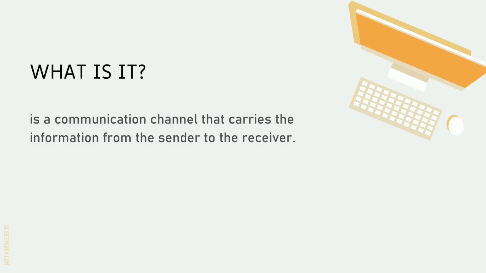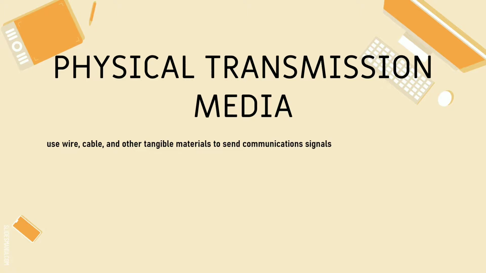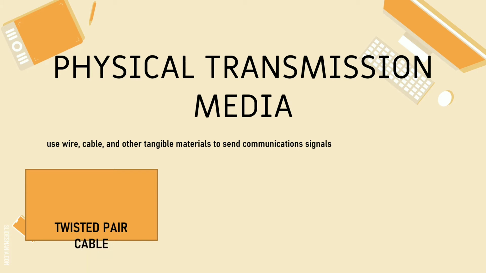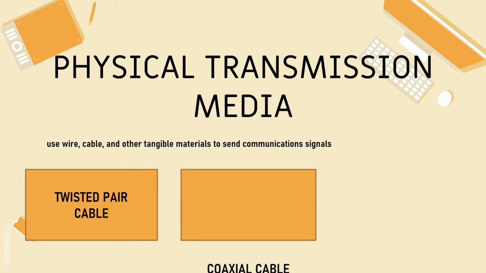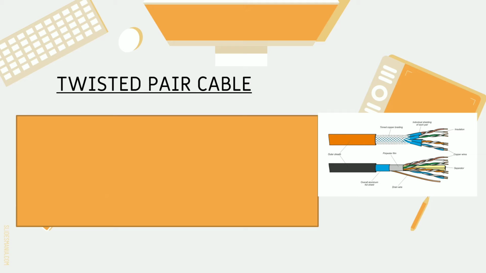The meaning of transmission media is a communication channel that carries the information from the sender to receiver. There are two types of transmission media, which are physical and wireless. For physical, they use wire cables and other tangible media to send communication signals, which are twisted pair cables, coaxial cable, and fiber optic cable.